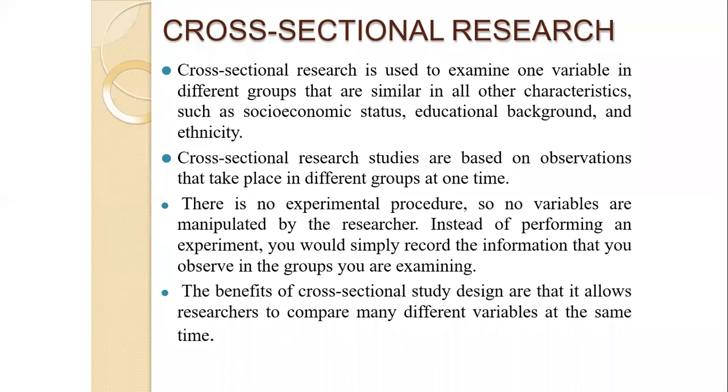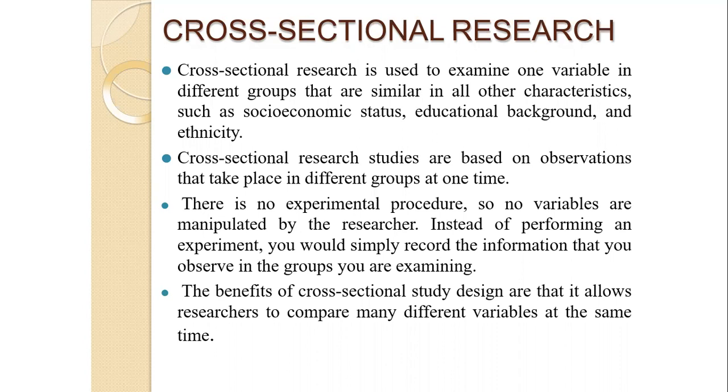So cross-sectional research studies are based on observation that take place in different groups at one time. So we are studying different groups, but the variable is going to remain the same. That is one variable. So there is no experimental procedure here. So no variables are manipulated. Manipulated means the changing. If we can increase the value or decrease the value, that is called manipulation. So instead of performing an experiment, you would simply record the information that you observe in the groups you are examining. Okay, here you don't do any experiment. Just simply what you do is you record the information that you observe in the groups you are examining.